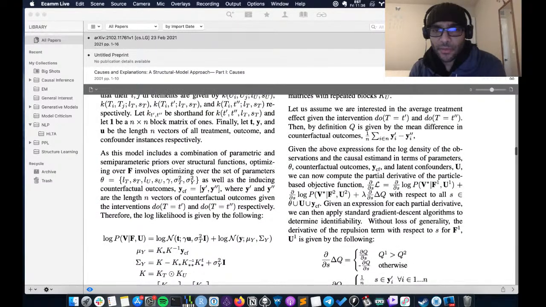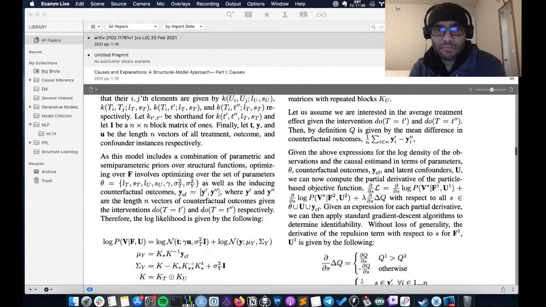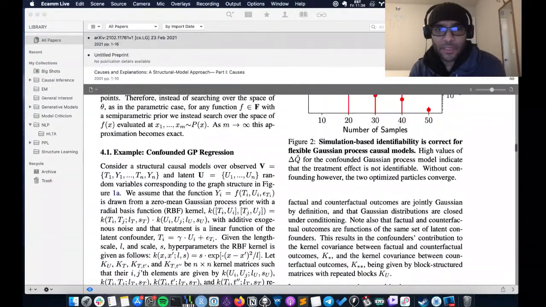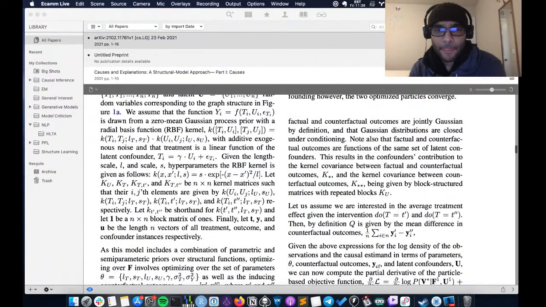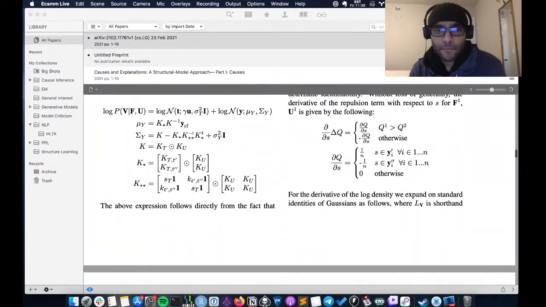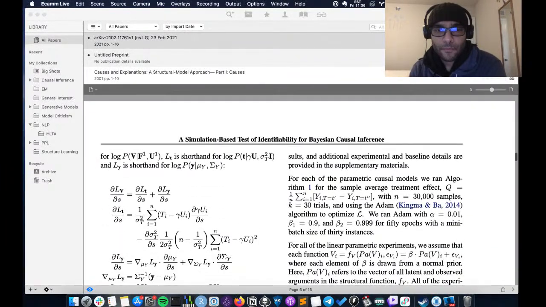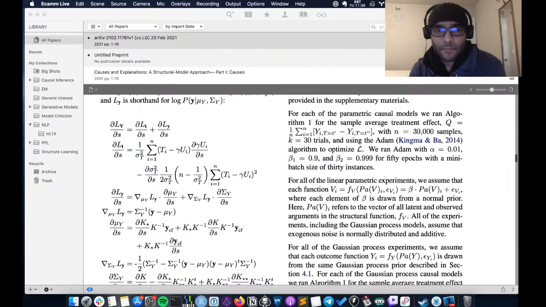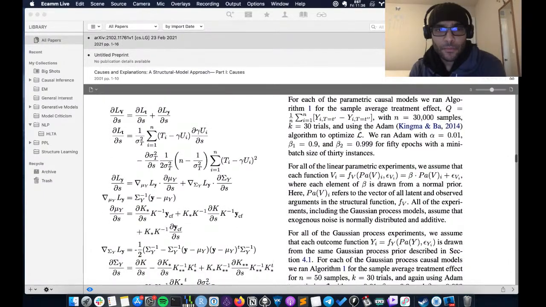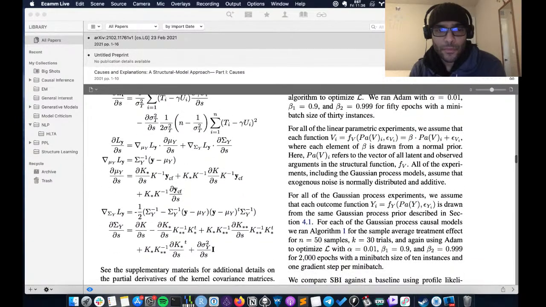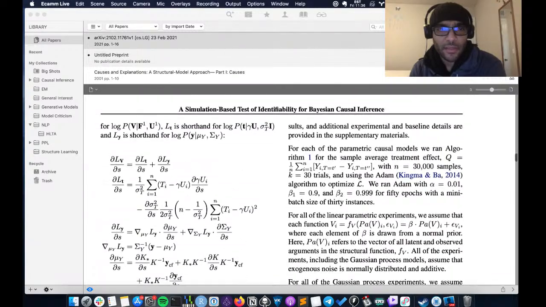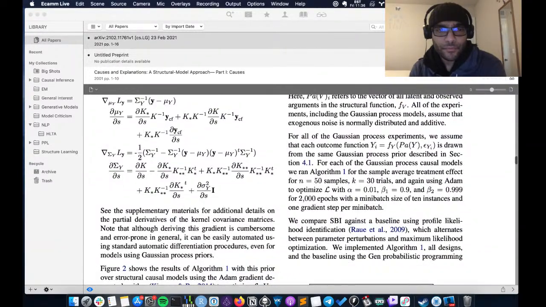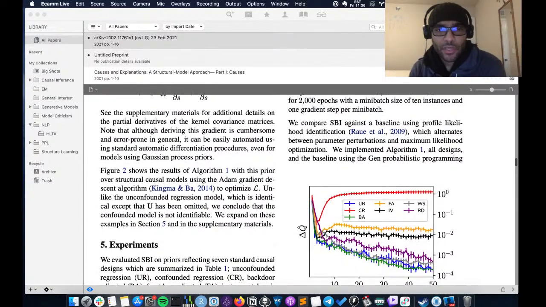Looking at some derivative of this difference, Q. What are we trying to accomplish here? An example, confounded Gaussian process regression. All right, and even more math.